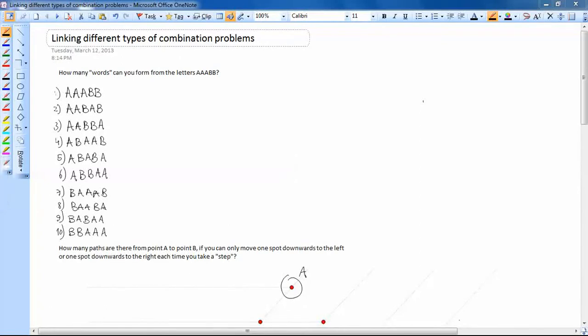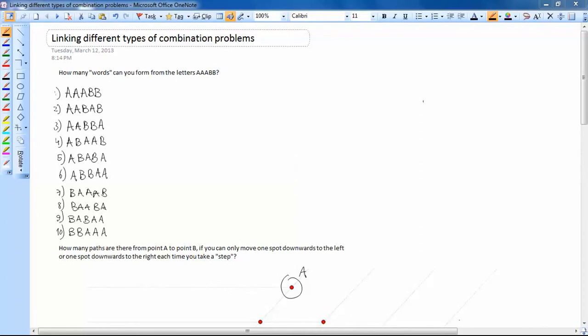Okay, so this is going to be the same lesson that we did in class, but I think some of you were having some trouble digesting it all at once because it was an awful lot. So let's take a look at how we link up these different types of combination problems.